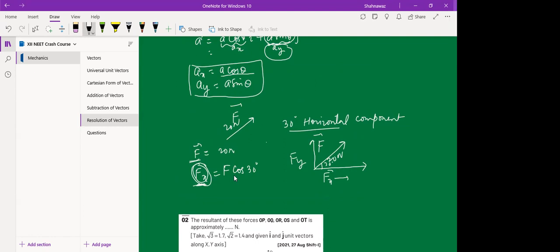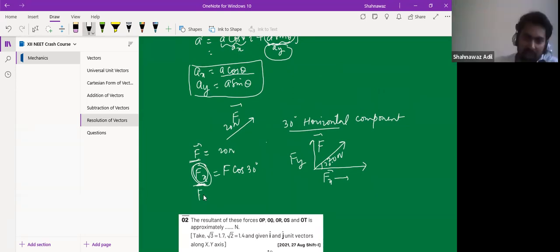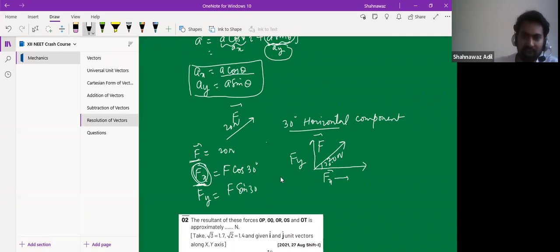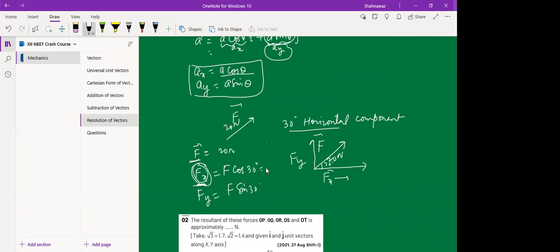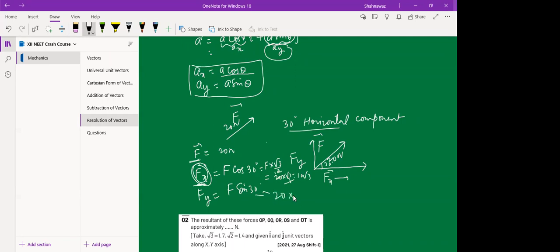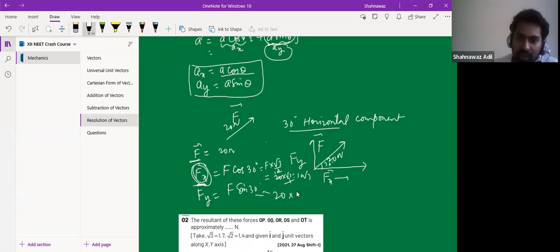This is the horizontal component, or the x component, of the force. And what will be the vertical component? Fy is F sine 30. So cos 30 is root 3 by 2, so this will be 20 into root 3 by 2, so 10 root 3. Understood. And sine 30 is what? Will the y component be sin 30 or sin 60? See here. So let's again draw a diagram.